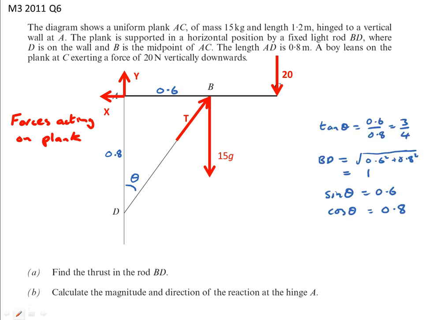Okay. Just a little bit of trigonometry to do. The fact that we've got AD is 0.8 and AB is 0.6 tells me that tan theta is 0.6 divided by 0.8, which is 3/4. It also tells me that BD is the square root of 0.6 squared plus 0.8 squared, so BD is 1 meter. So we know that sine theta is 0.6 and cos theta is 0.8. So we can now start trying to find the thrust in the rod BD.